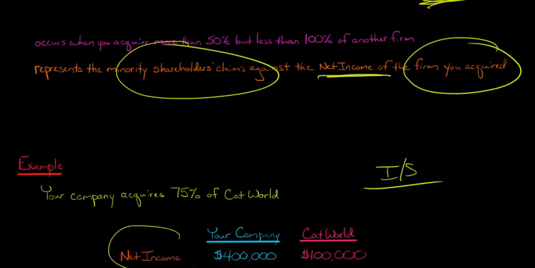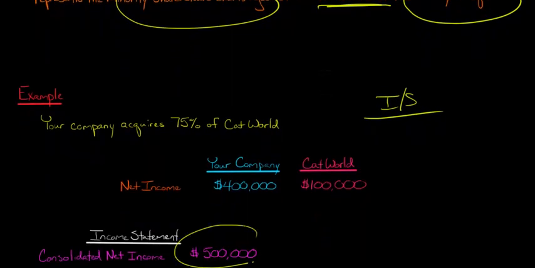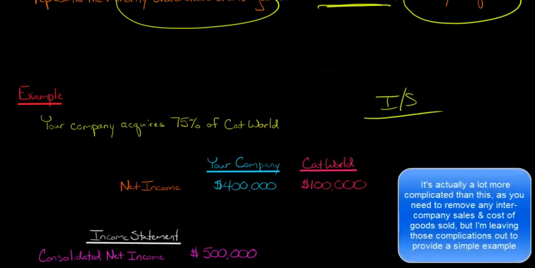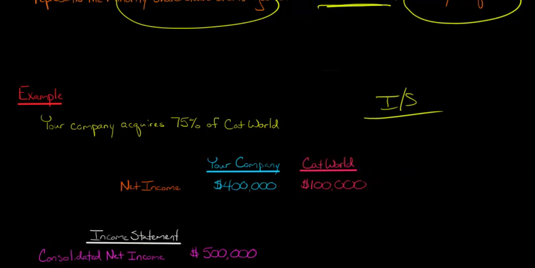So we're going to take the net income of your company, and let's say that was $400,000, and the net income of Cat World, and let's say that that was $100,000. We're going to add them together, and that's going to give us a consolidated net income of $500,000. But we have to recognize the fact that, hey, of this $100,000, even though it's all part of our consolidated net income and we consolidate 100% of it, there are minority shareholders who own the other 25% of the equity of Cat World, right? Because we got 75%, so there are people who own the other 25%.